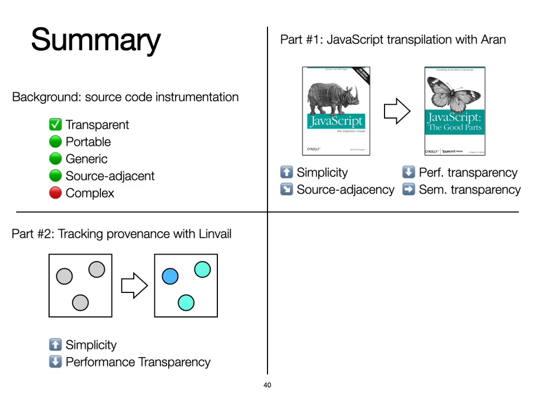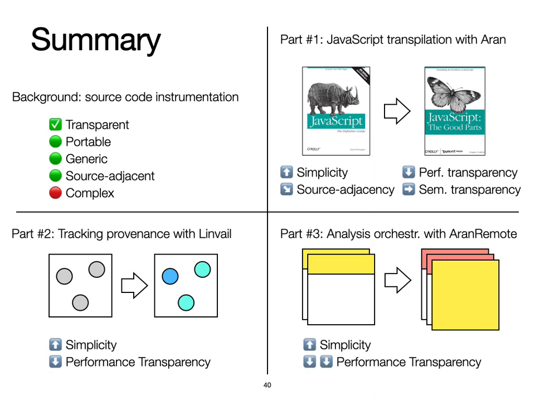In the second part, I introduced linveil to track the provenance of values. It involves promoting values into handles that can be tracked. It greatly helps to express provenance-aware analysis, but it comes at the cost of additional performance overhead, especially for the advanced layering architecture. Finally, in the third part, I introduced Aran Remote to lift analysis to distribution for free. It involves executing the analysis in a separate process. It completely protects the user from the complexity of distribution, but it comes at the price of heavy performance overhead.